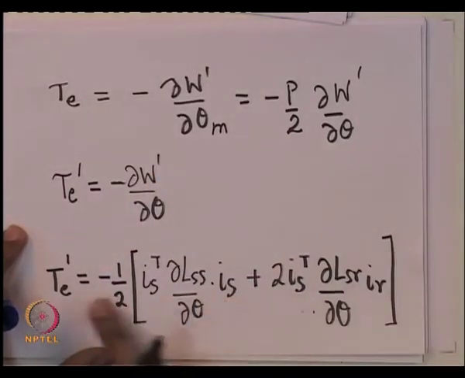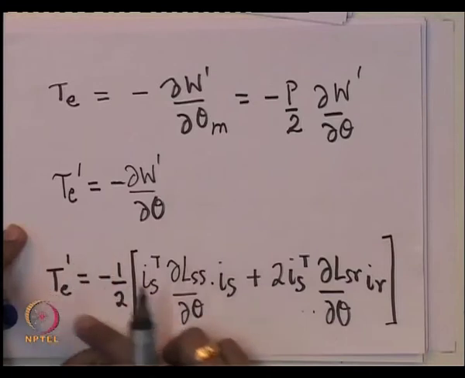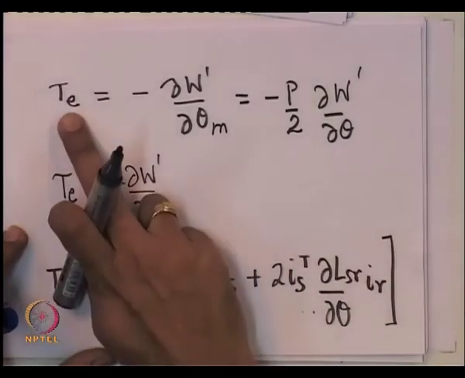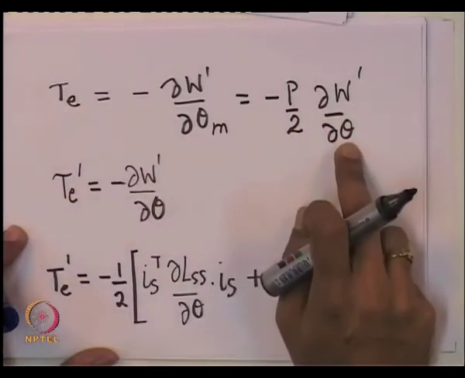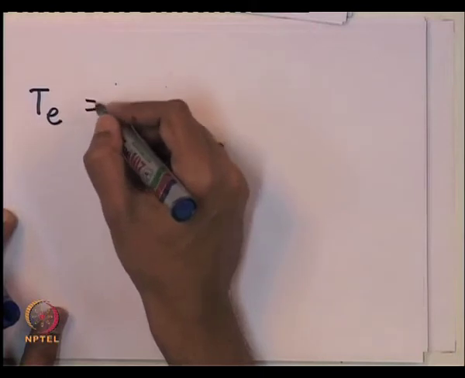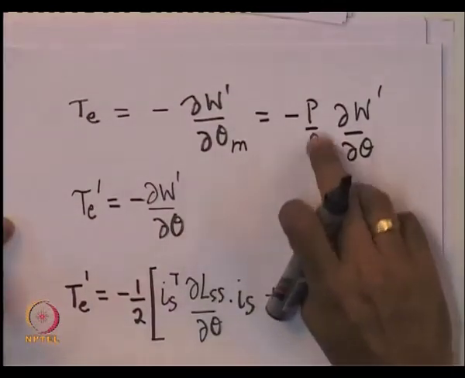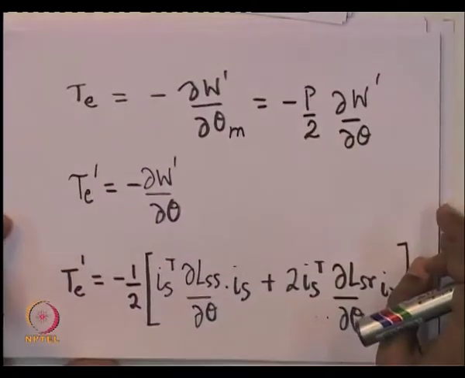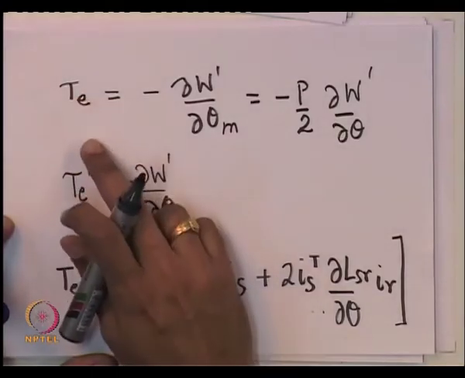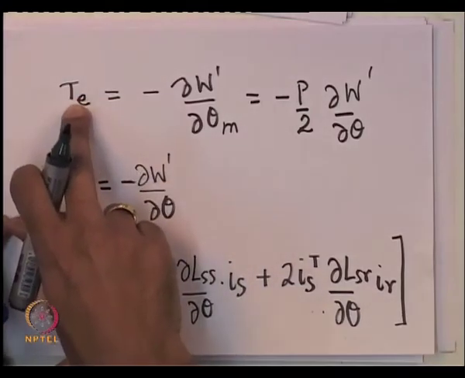So, now if I want to get this expression for torque T e dash, okay, remember T e, the actual torque, is actually minus p by 2 times this. Okay. So, we will have T e is equal to p by 2 times T e dash. Okay. So, T e dash is nothing but 2 by p times T e. Okay.